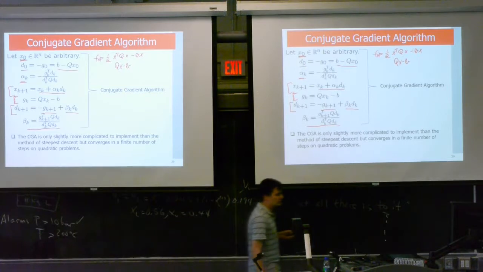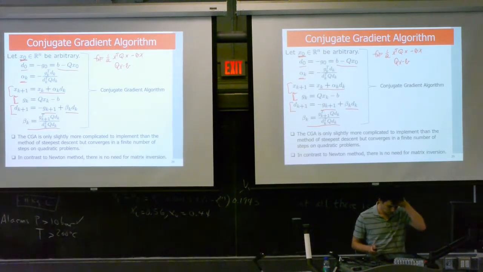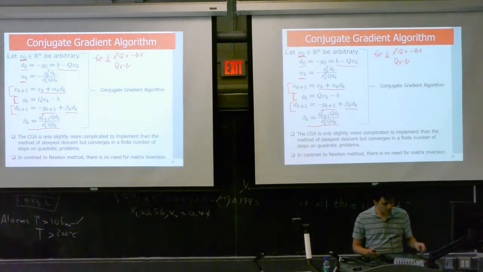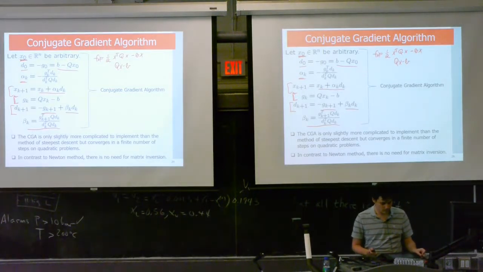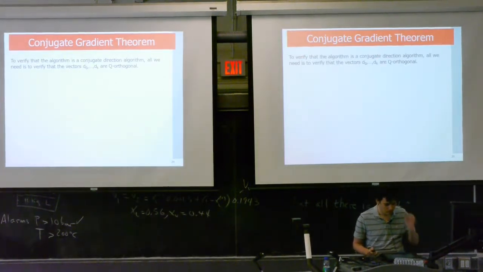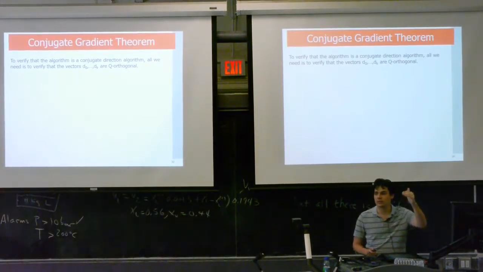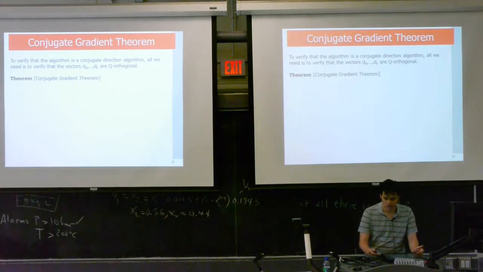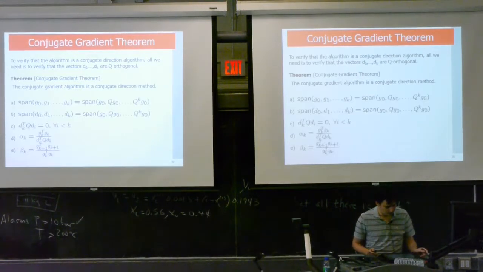Other questions? Okay, so the good thing about this method is that, in contrast to Newton's method, there's no need for matrix inversion. So what is left to do is to prove that these new directions, how we constructed them, will be co-orthogonal. And this is formally stated in this conjugate gradient theorem, which just says this.